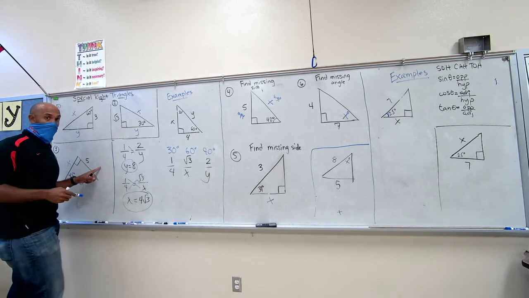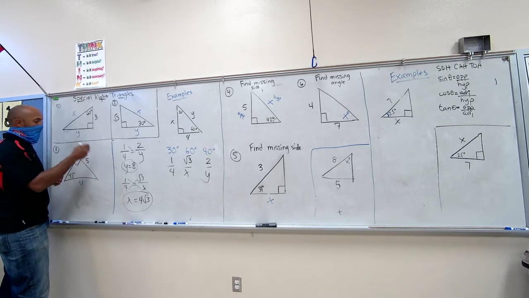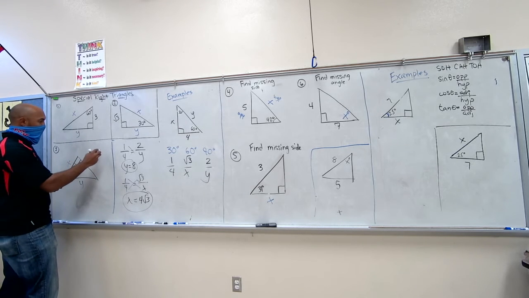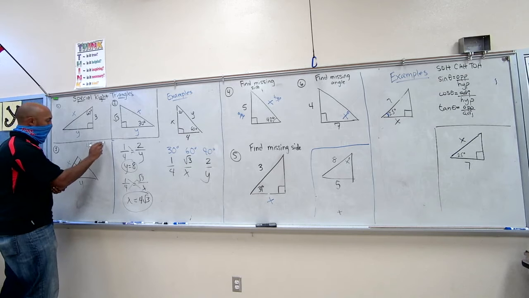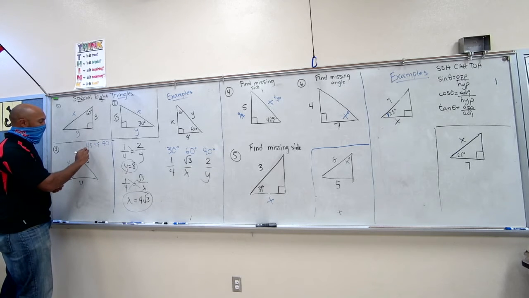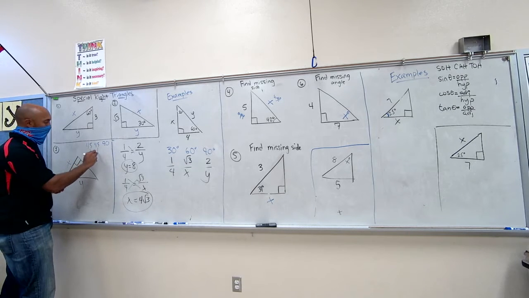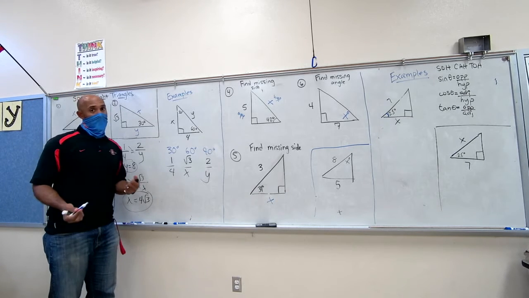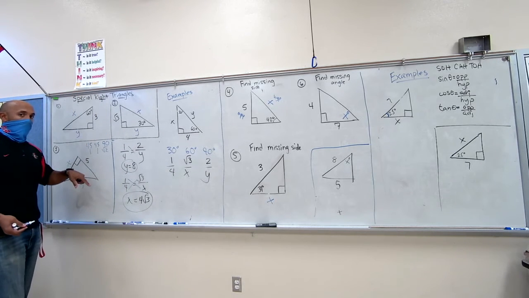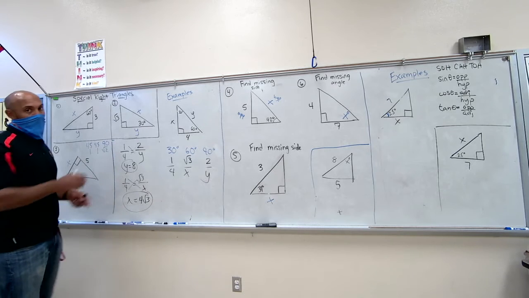Now when you do the 45, 45, 90, same steps, different ratio. The ratio will be 45, 45, 90. Underneath, it will be 1, 1, square root of 2. So just like I set that up there, you do the same thing. Figure out which sides go across from those angles, and then set up your proportions.